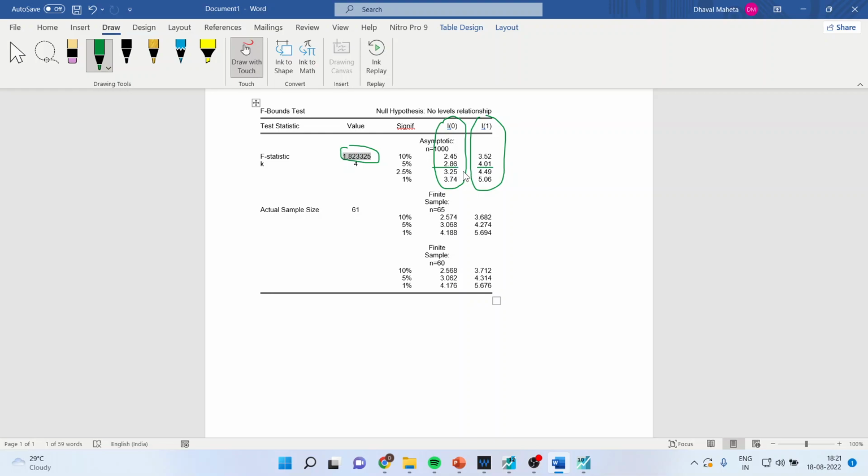If the F statistics is less than I0, if this value is less than this one, then there is a presence of short run relationship. Here, the F statistics value is 1.823, which is less than 2.86, this one. So only short run effects are present.